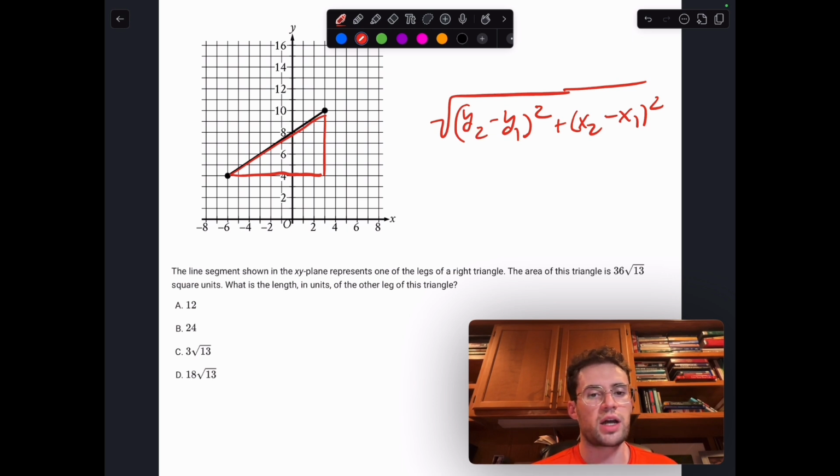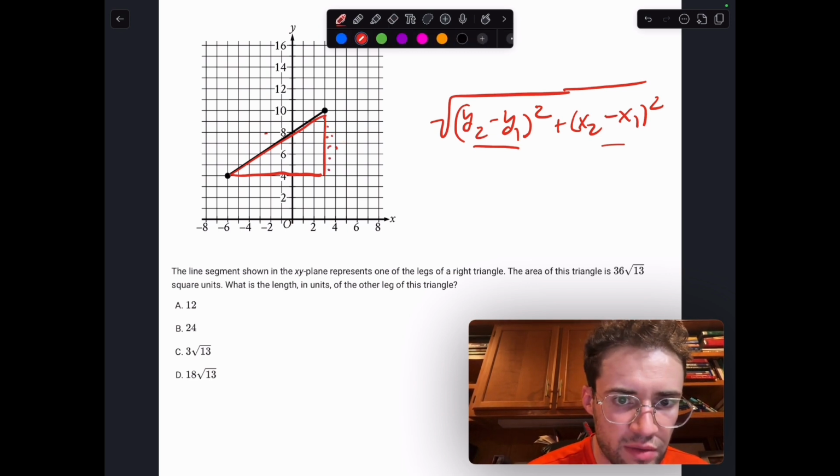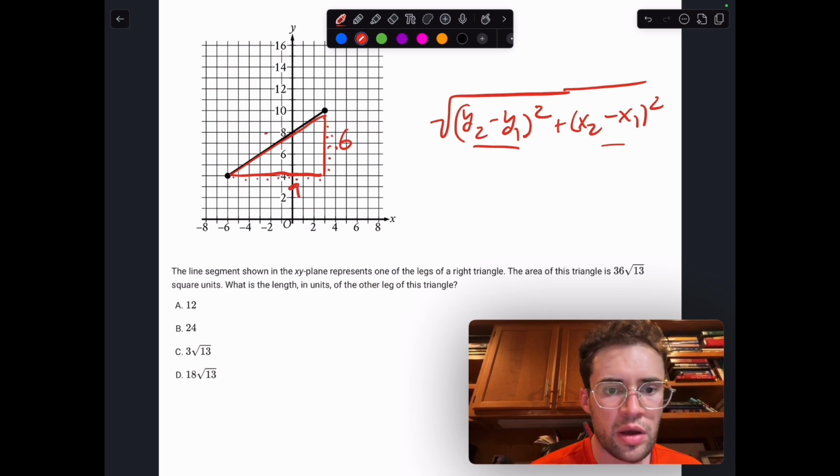Because change in y squared is here, change in x squared is here. So you're doing a squared, that's here, plus b squared is here, is equal to c squared, and then to get c, you do the square root of it. So that's where the distance formula comes from. But we just go, okay, this is 1, 2, 3, 4, 5, 6. This is going 1, 2, 3, 4, 5, 6, 7, 8, 9.